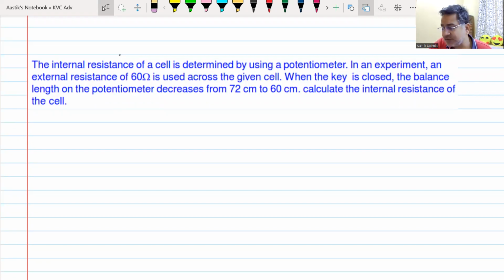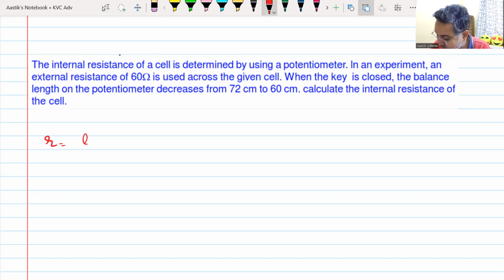And this is the question that you can solve to understand what type of question comes. The internal resistance of a cell is determined by using a potentiometer. In an experiment, an external resistance of 60 ohms is used across the given cell. When the key is closed, the balance length on the potentiometer decreases from 72. Remember, in the first case, it will be more. 72 to 60. Find the internal resistance of the battery. Sir, 10 ohms. Well done.